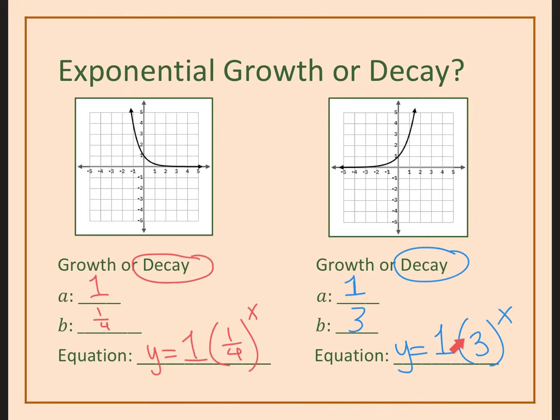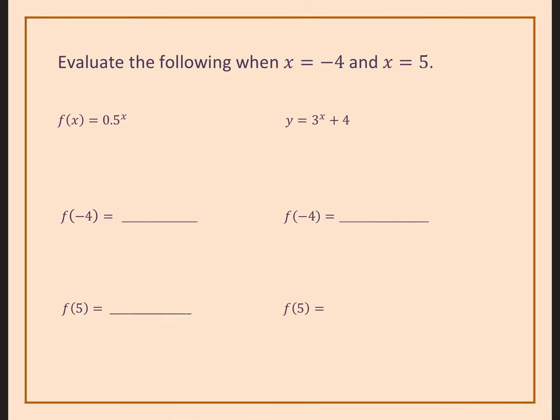Again, if you have a growth, your b value is greater than 1, and if you have a decay, the b is between 0 and 1. So now let's go ahead and take a growth and a decay, and evaluate them for certain numbers. I'm going to do the function at -4 for both of them.